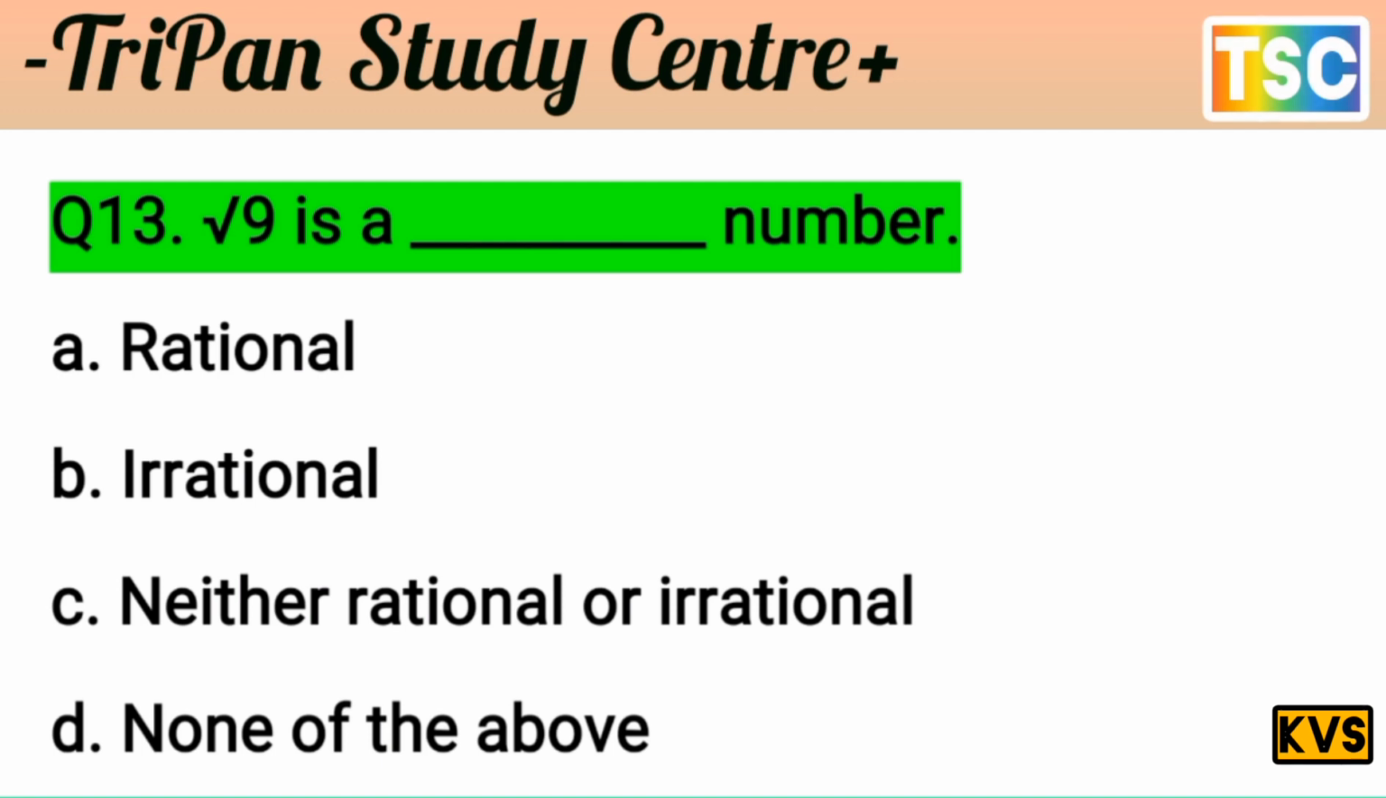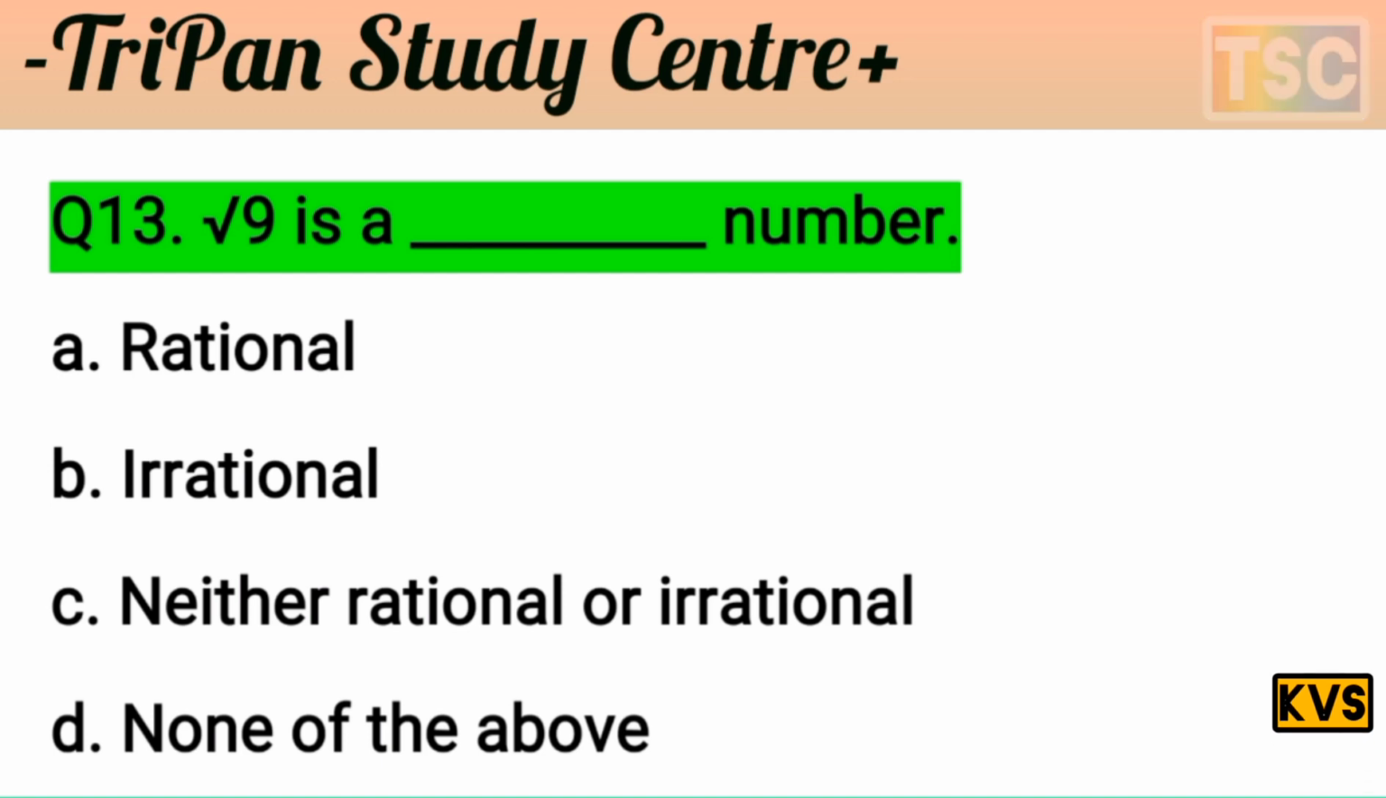Square root of a dash number. Did you think it is neither rational nor irrational? That is a wrong answer. Many students select irrational number, but that is totally wrong. It means you select A.